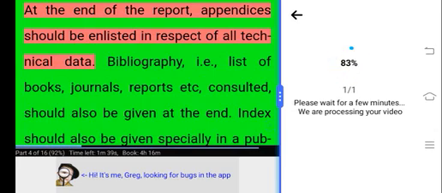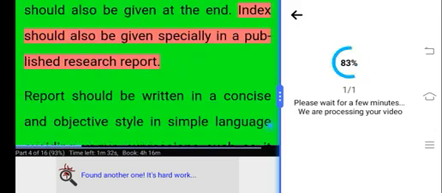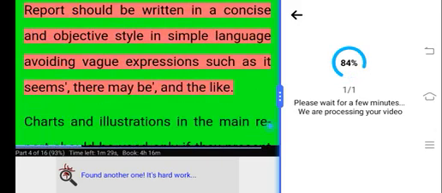At the end of the report, appendices should be enlisted in respect of all technical data. Bibliography, i.e., list of books, journals, reports, etc., consulted, should also be given at the end. Index should also be given, especially in a published research report.